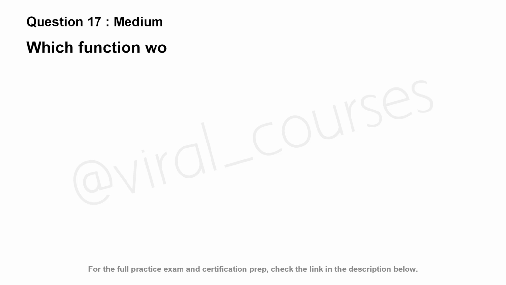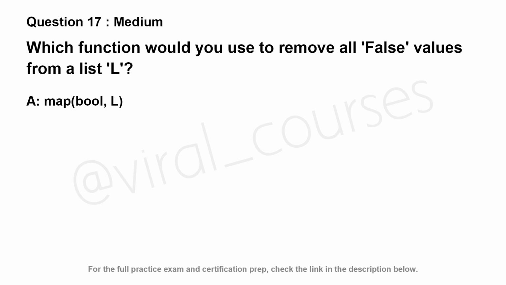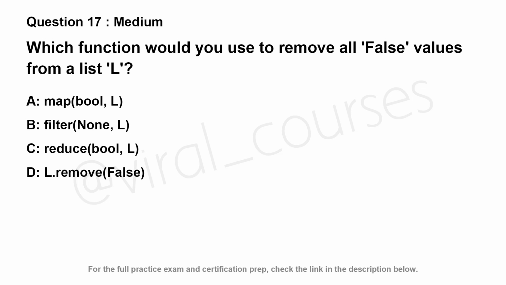Which function would you use to remove all false values from a list L? Option A, map(bool, L). Option B, filter(None, L). Option C, reduce(bool, L). Option D, L.remove(False).